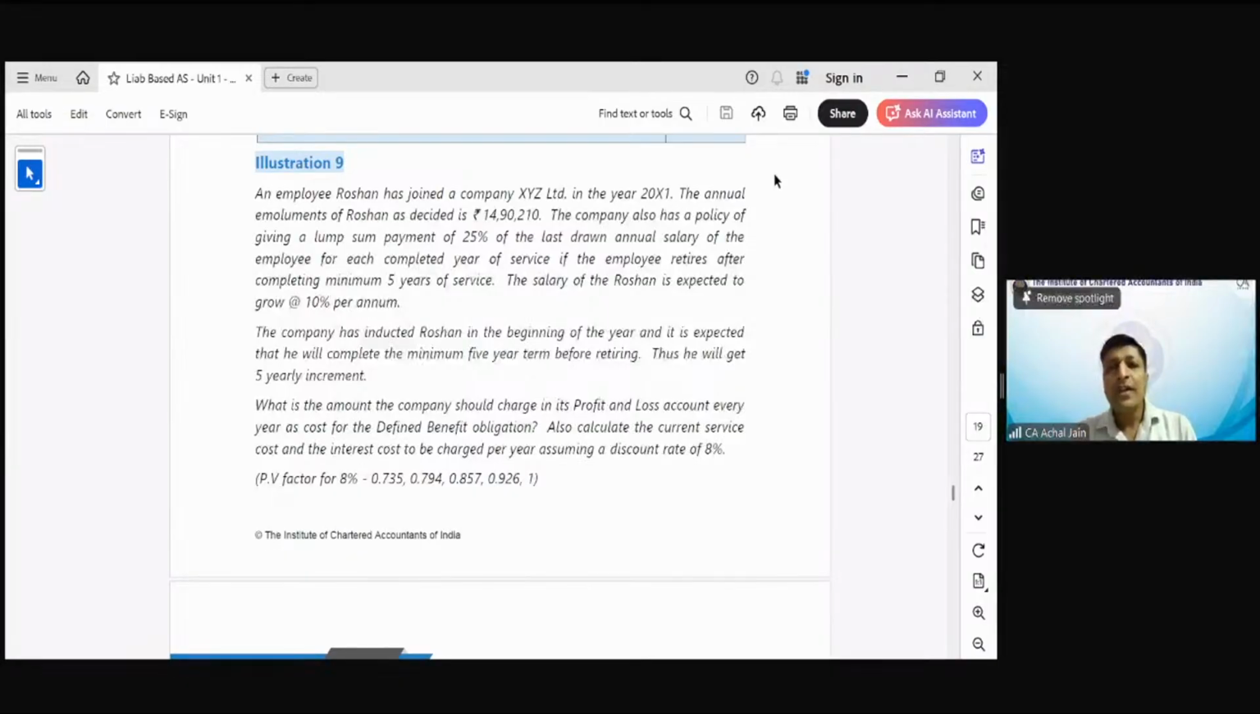Yes or no? What is the post-employment benefit? The one which is payable post-retirement. Correct? So 14,90,000, is that payable to the employee after retirement? Tell me. 14,90,000, is that payable after retirement? No. So will it become post-retirement? No. But yes, for computing the post-retirement, this 14,90,000 will have to be used for calculation purposes.